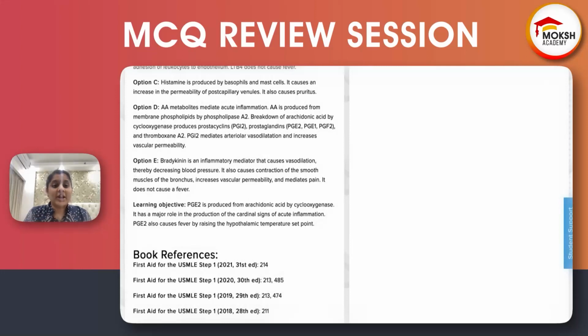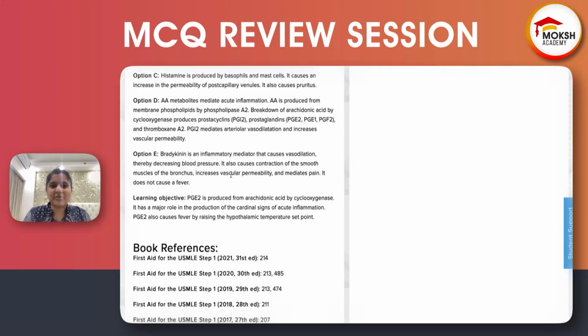Now, bradykinin is an inflammatory mediator that causes vasodilatation. So it causes a decrease in blood pressure. It also causes contraction of smooth muscles of the bronchus, causing bronchoconstriction. It increases vascular permeability because there's vasodilatation, and it mediates pain as well. It does not cause fever. It should be your first option to rule out: bradykinins.